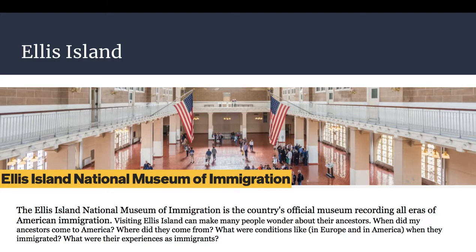Visiting Ellis Island can make many people wonder about their ancestors. When did my ancestors come to America? Where did they come from? What were the conditions like in Europe and then in America when they immigrated? What were their experiences as immigrants?